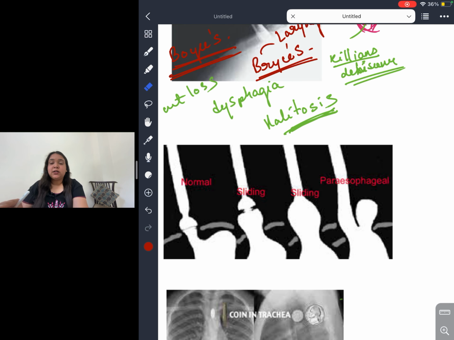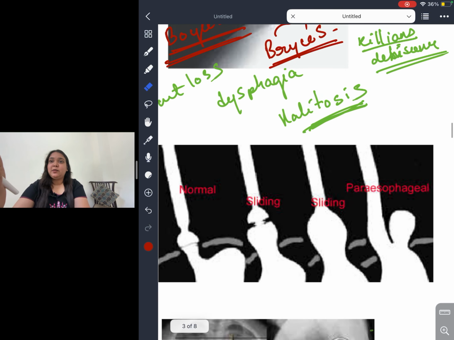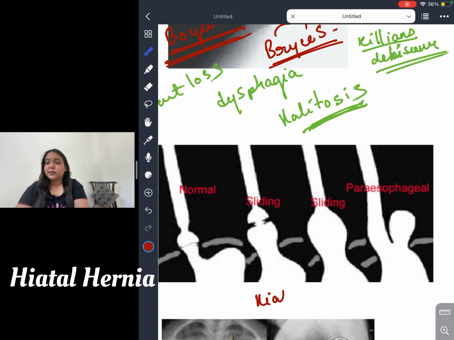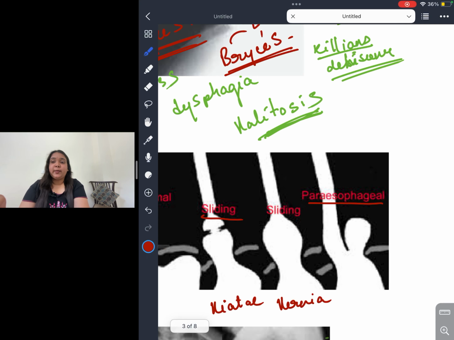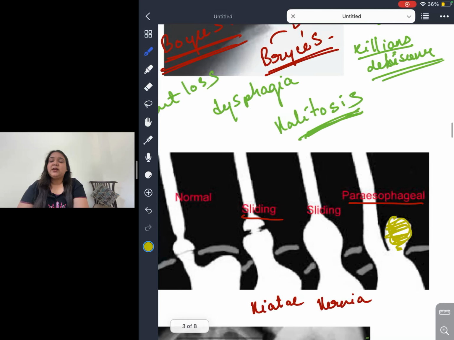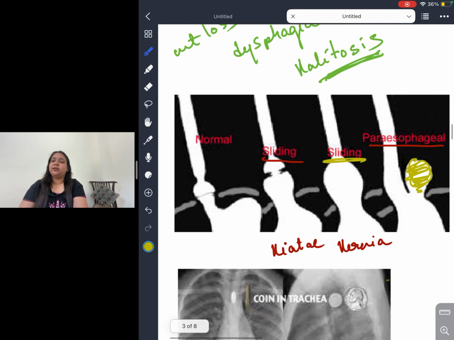So let us start with our third image. This is an image of hiatal hernia. Now this hiatal hernia is of two types. We have sliding and we have paraesophageal. Now this paraesophageal is also called rolling. This paraesophageal one always requires treatment. Always if you detect a paraesophageal hernia, you have to give treatment, because this part which comes out can undergo necrosis. So to prevent that you have to give treatment to the patient. It is compulsory. But for the sliding one, treatment is required only if the patient is symptomatic. So this is an example of hiatal hernia.